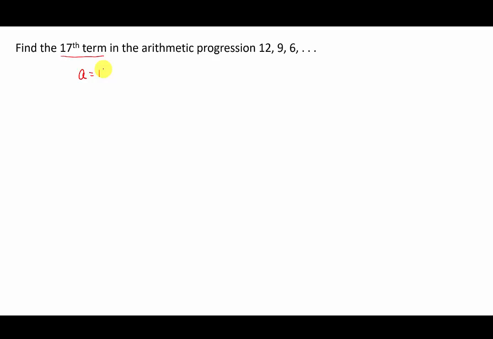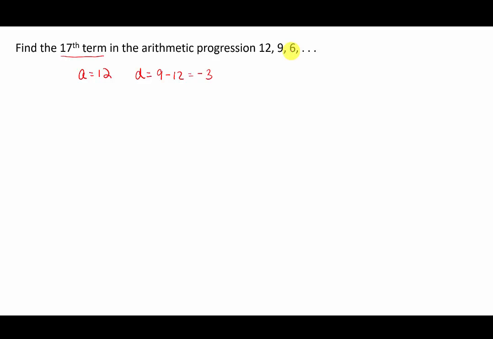We know A is 12 because that's our first term. We can find D. Remember, D is always one term minus that before it. So we can do 9 minus 12 is going to be equal to -3. And so that's what D is. You could have also done 6 minus 9. So we know that D is negative in this case, which means we're subtracting to get to the next value. And you can see that here because it's decreasing.